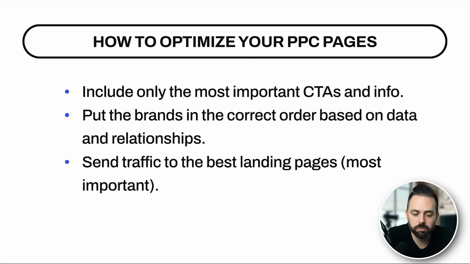All right, so how do you optimize these pages? Well, first, include the most important call to action and info. Like the main thing. Is it a 30-day trial? Is it a 20% off deal? What is the main benefit of buying through your affiliate links? And you put the brands in the correct order based on the data, based on what you're making, and based on the relationships.